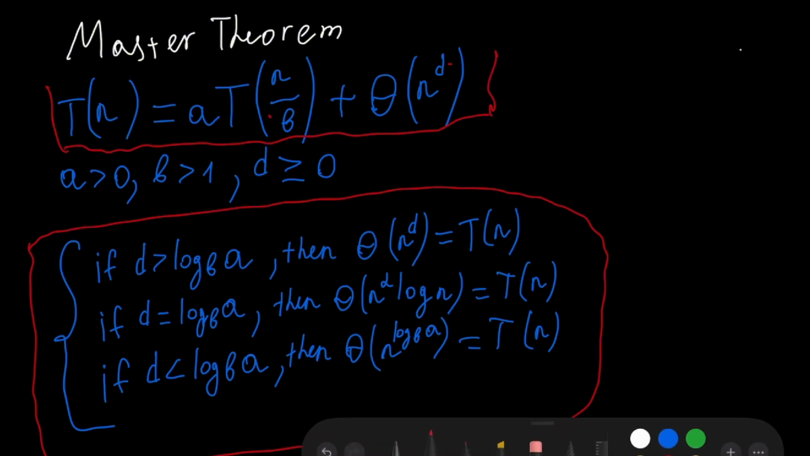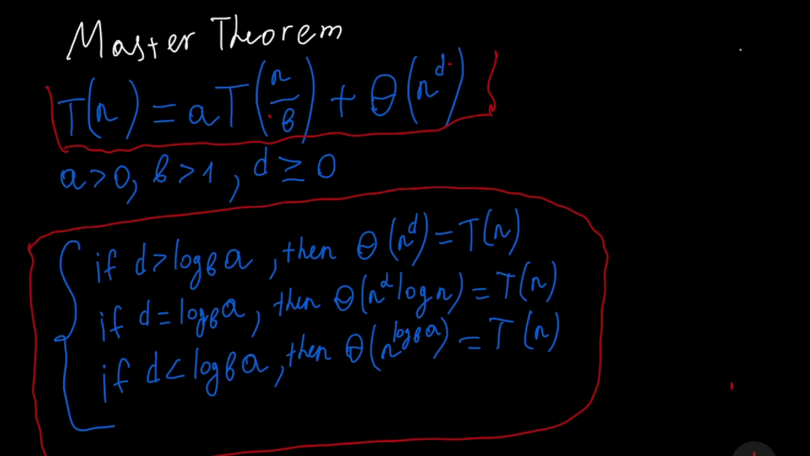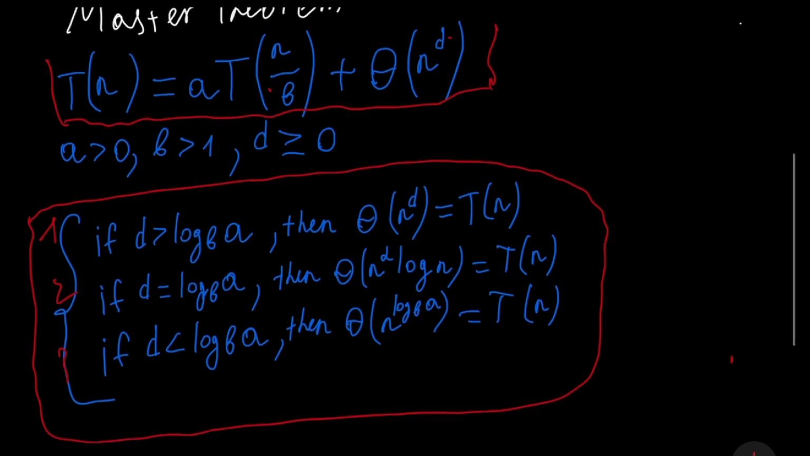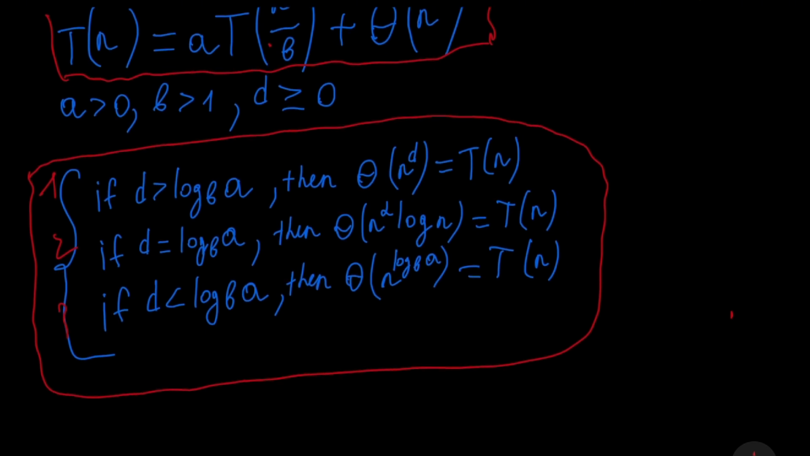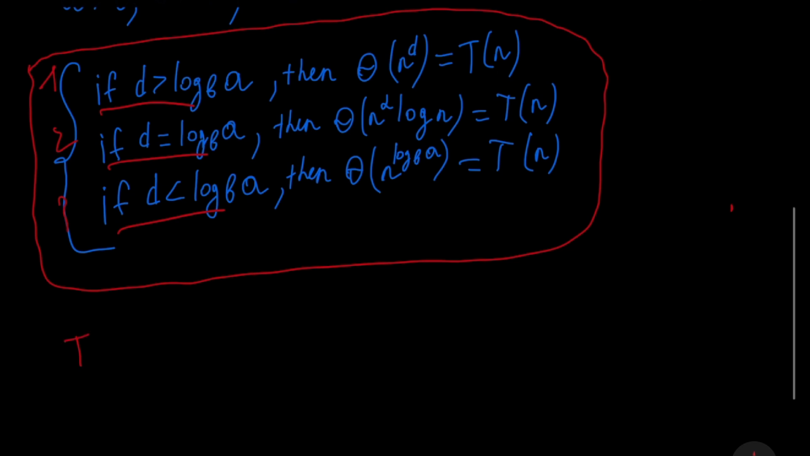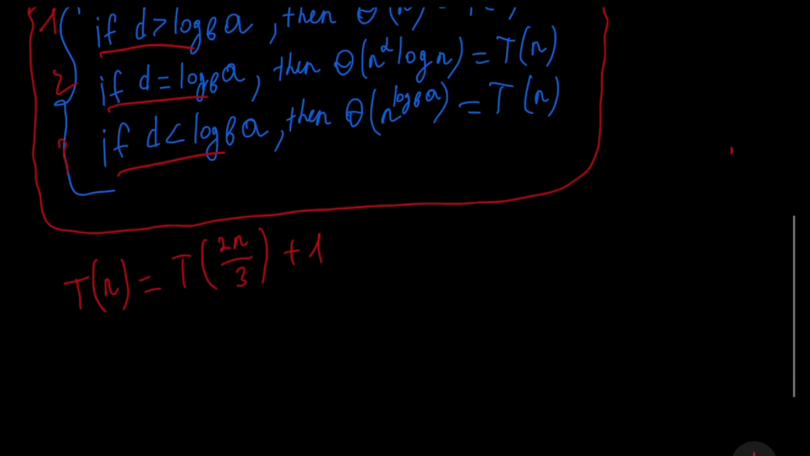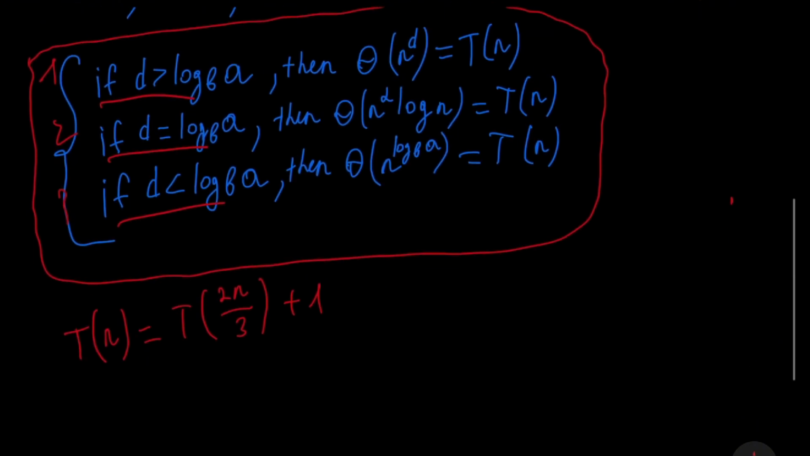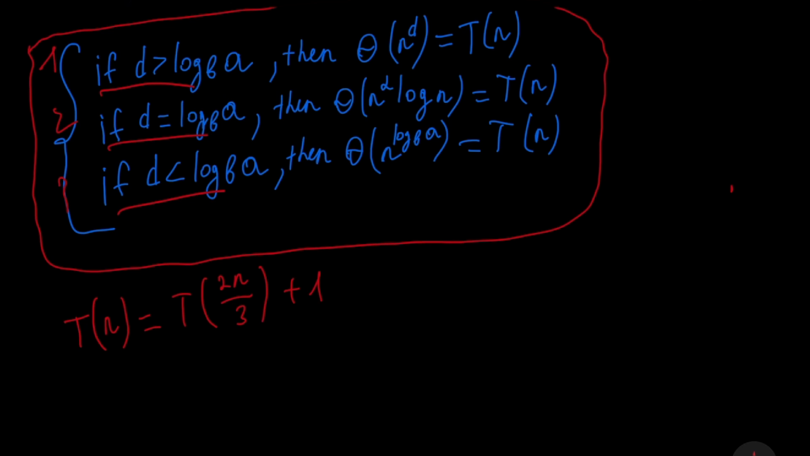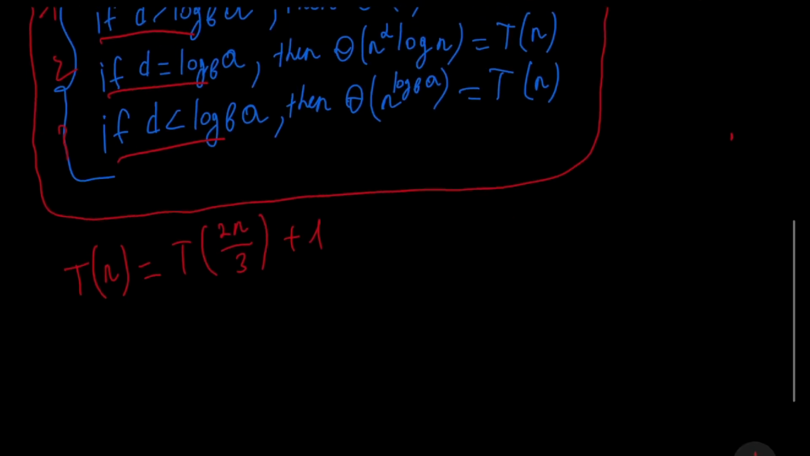And right here you have three options, 1, 2, 3, which you will use based on the statements, right? Ifs. So, for example, let's solve the following problem: T(n) = T(2n/3) + 1. In all the options, you have log base b of a, so we have to find this out.